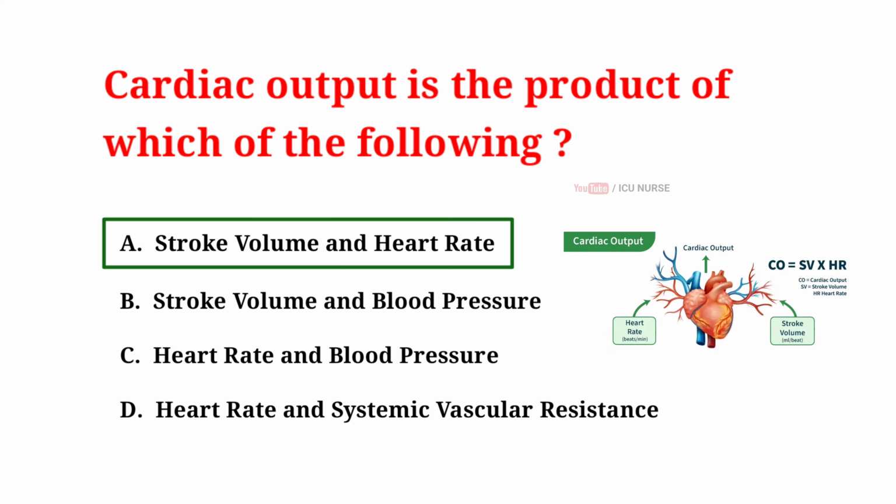Cardiac output is the product of heart rate, that is the number of heartbeats per minute, and stroke volume, that is the amount of blood pumped by the heart with each beat. It measures the total volume of blood the heart pumps per minute.